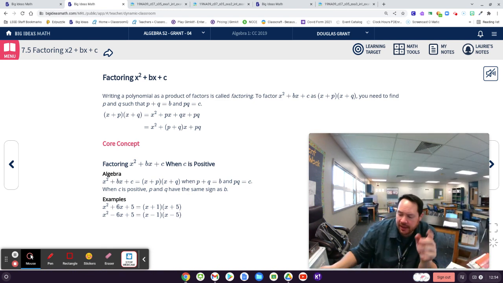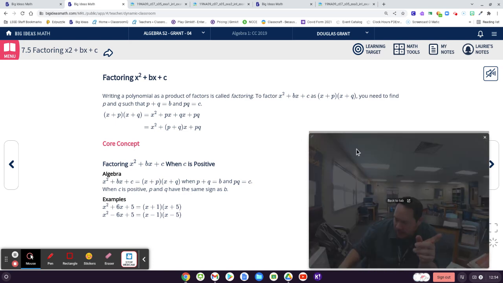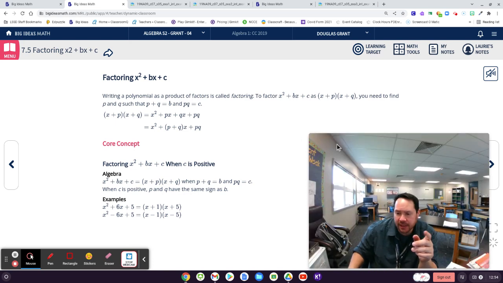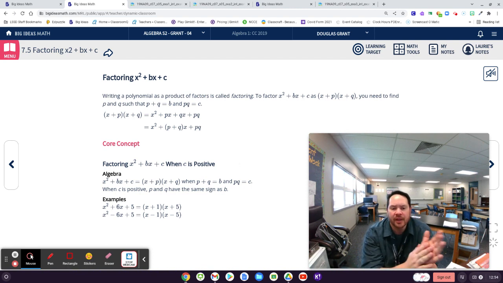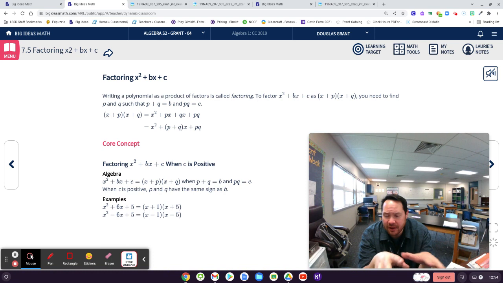So rather than just pulling out a single monomial like we had to do for 7.4, we are going to be factoring, unfoiling is what we're doing. I would not suggest copying all of this down because it's just going to be all messy and convoluted, except I would copy those examples down at the bottom.